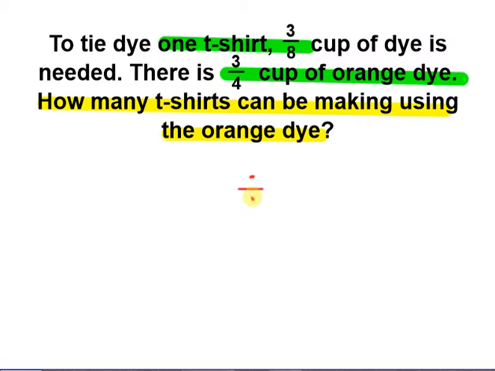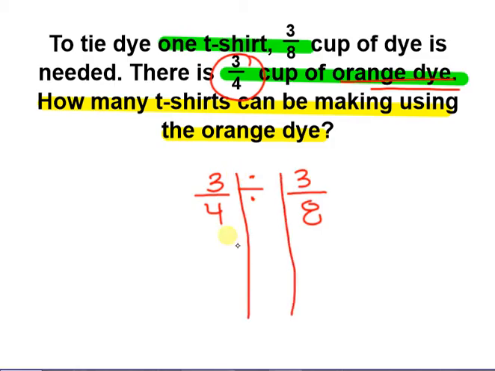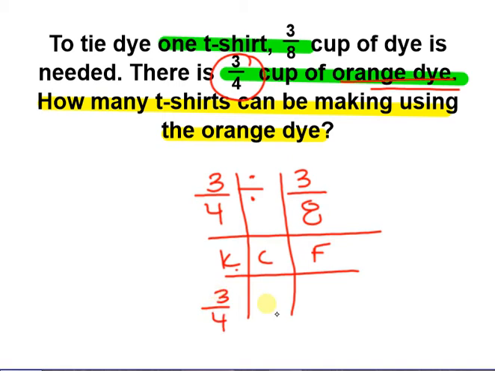What is the number that I am chopping up into pieces? Well, I have this much orange dye. How many shirts can I make out of it? So 3/4 divided by 3/8. And I'm going to go ahead and divide that. So I have keep, change, flip. I'm going to keep 3/4, change division to multiplication, and flip the 3 over 8 to 8 over 3.